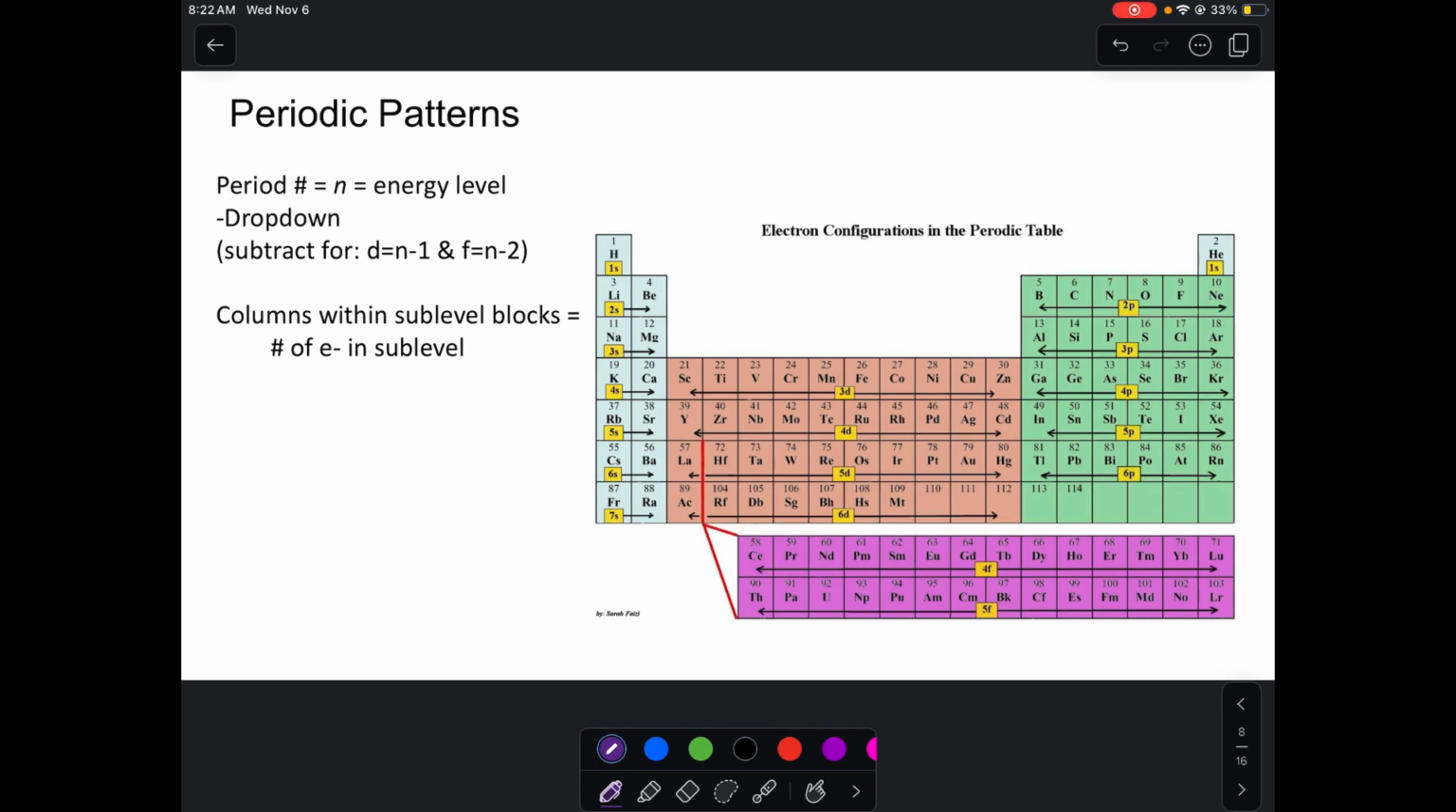Let's talk about periodic patterns. Okay, so there's obviously some patterns you've probably already noticed. So the period number, periods are the rows. This is a period, this is a period, this is a period, period, period, period. So the periods are equal to n. They're also equal to the energy level. Okay, so we have our 1, 2, 3, 4, 5, 6, 7 periods and 7 energy levels.